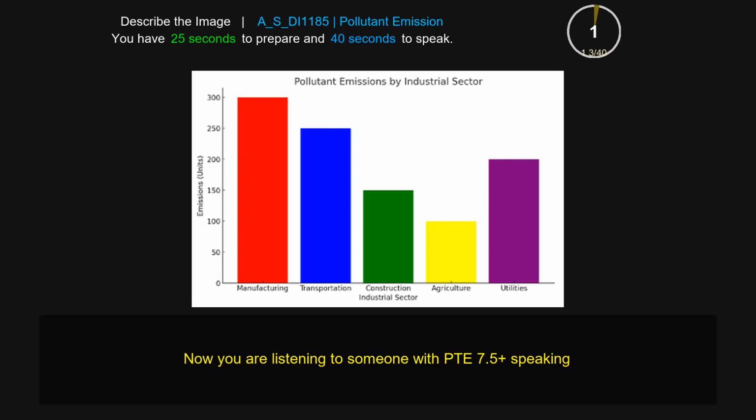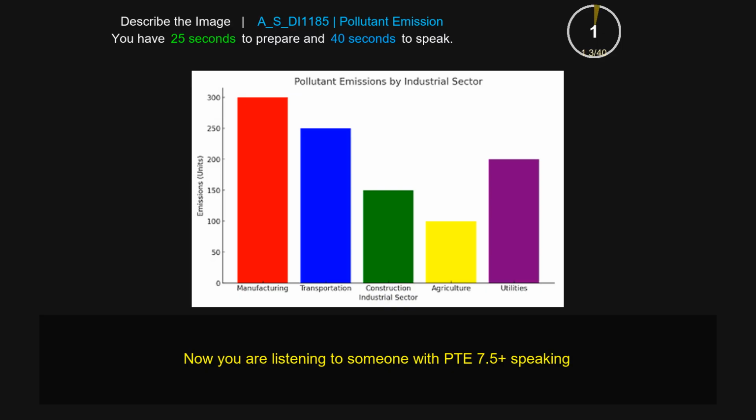The image provided is a bar chart which gives information about pollutant emissions by industrial sector. Here in this picture, you can see manufacturing was around 300, transportation was around 250, construction industrial sector was around 150, agriculture was around 100, and utilities was around 200. Overall, we can say that the image provided gives information about pollutant emissions in the industrial sector.